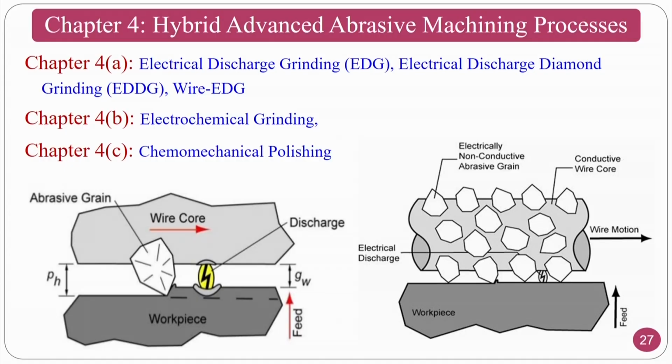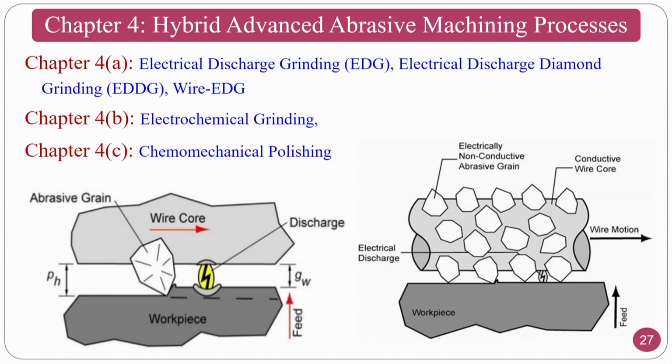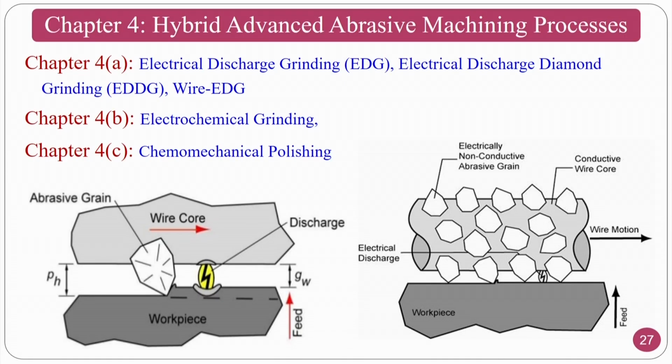In chapter 4 we study advanced abrasive machining processes which are hybrid. Normally hybrid means you are clubbing one conventional machining process, that is the grinding process, with an advanced machining process like EDM, electrical discharge machining. When these both are clubbed, it is called hybrid. One common process is electric discharge grinding, where electric discharge machining and the grinding process are clubbed with each other. That is why it is called electric discharge grinding.